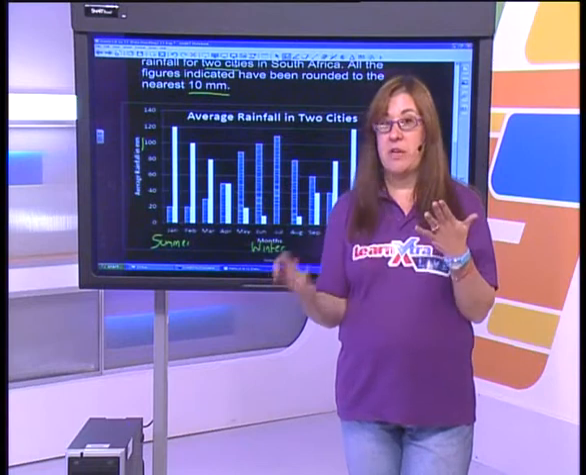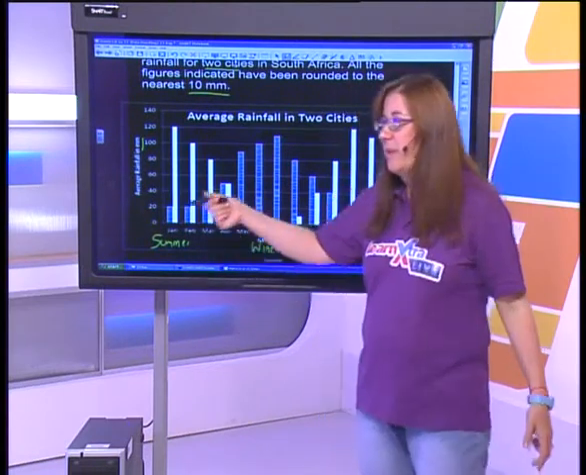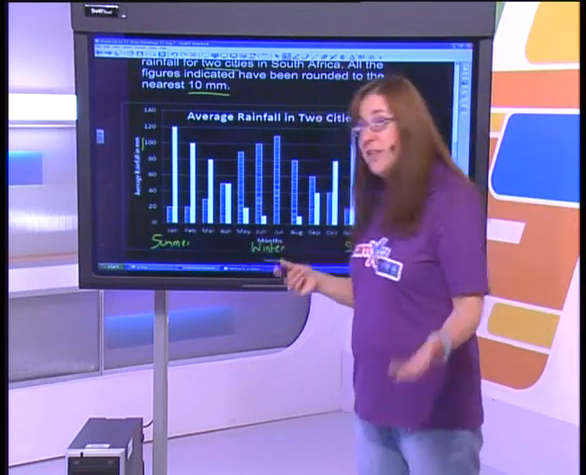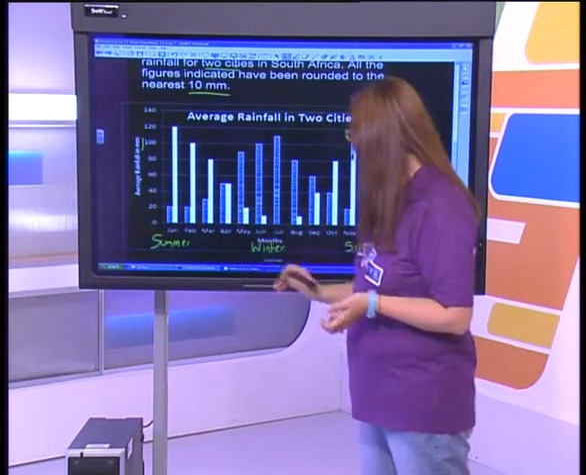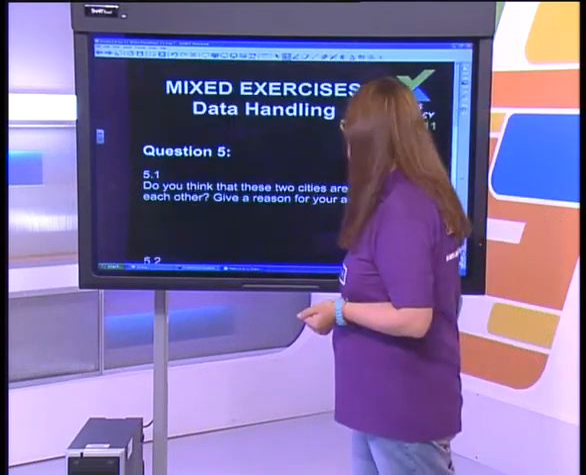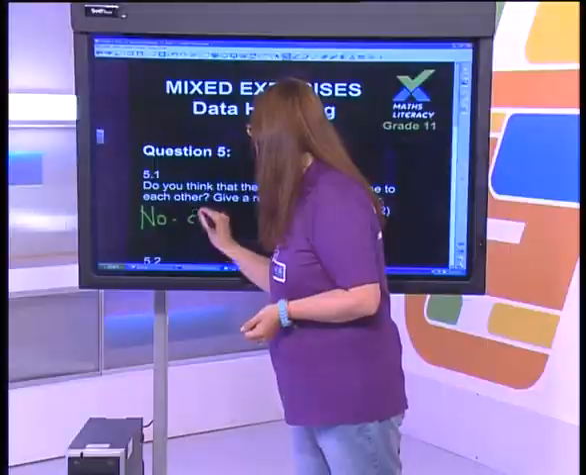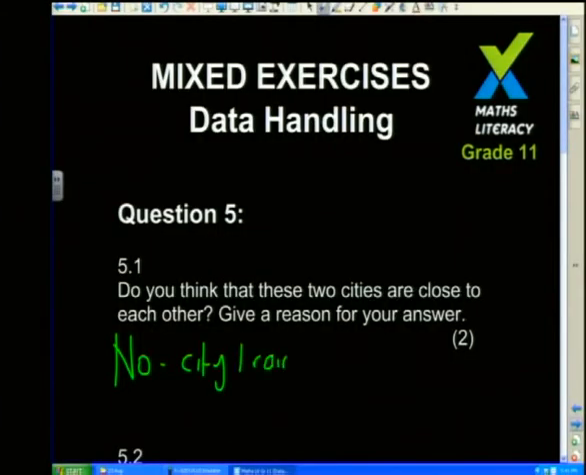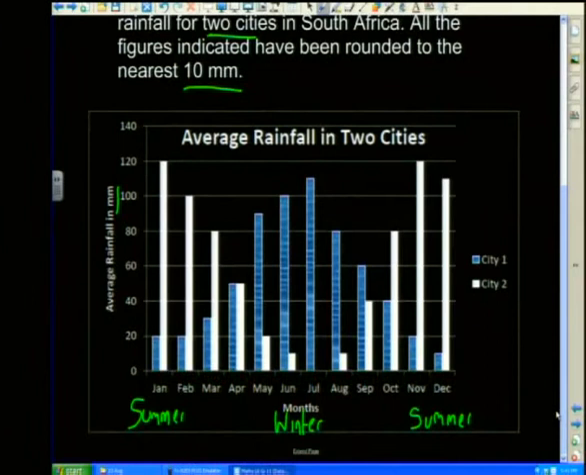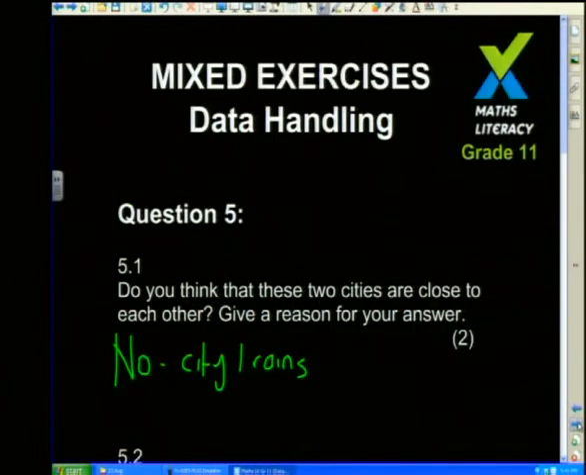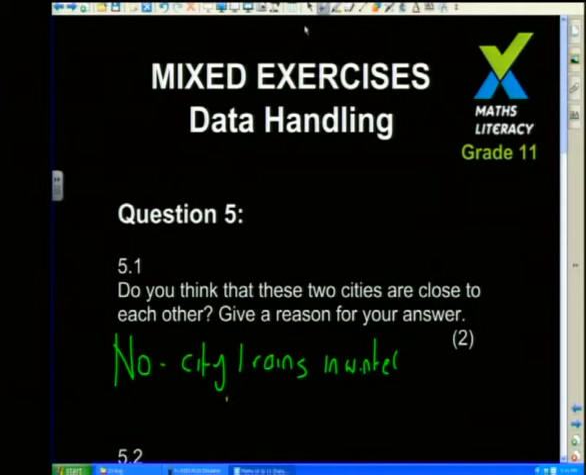So are they close to each other? I would say no. In fact, I'm taking a flyer that they're talking about Joburg and Cape Town, where in Joburg we have summer rain, or even Pretoria and Cape Town. So our answer to, do you think these 2 cities are close to each other? I'm going to go with no, and then give a reason for your answer. City 1, was it raining in summer or winter? City 1 rains in winter. And City 2 rains in summer.